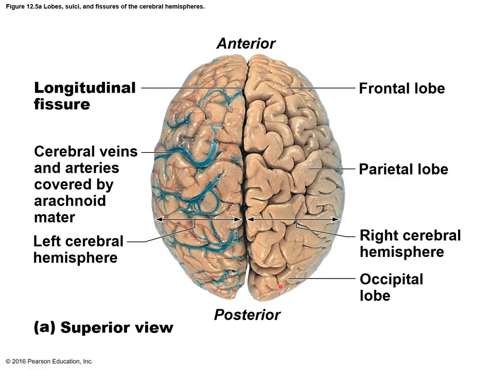So in this picture here, you're looking down on the brain. So here you've got the anterior, here's the posterior. All of this is the cerebrum. This deep groove right here, that is the longitudinal fissure. So you have your two hemispheres.